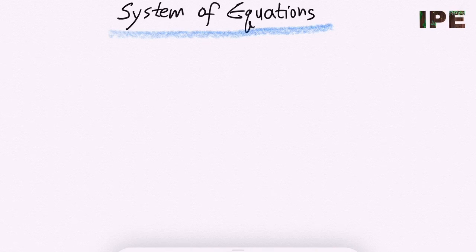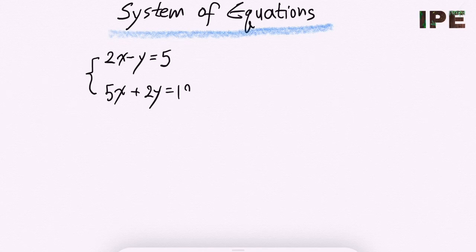Think about this example. 2x minus y equals 5, and 5x plus 2y equals 12. Okay. To use the substitution, you have to solve one equation for one variable. I want to solve the first equation for y first. So this is going to be y equals form.